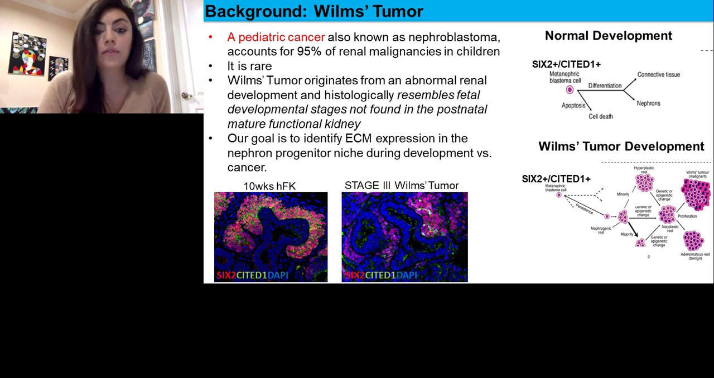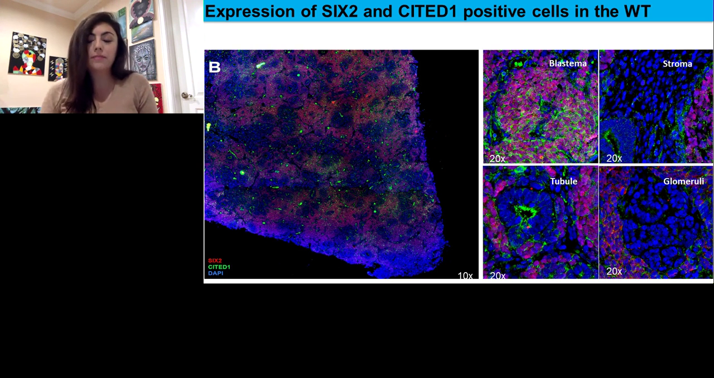And here's an immunofluorescence staining of a 10-week human fetal kidney showing the expression of SIX2 CITED1 found in their proper location in the cap mesenchyme, while on the right, we have a stage 3 Wilms tumor of a 6-month-old patient. And we could see, again, the deposition of this progenitor population that should not be present. Moving forward to have a bigger grasp on the extent of these progenitor populations, it varies from tumor to tumor, but in particular, we see an extensive expression of SIX2 CITED1 within the Wilms tumor, and not in a proper organized manner, as we saw within the fetal kidney.